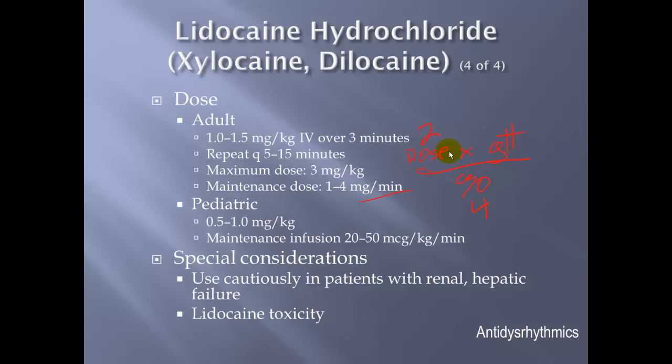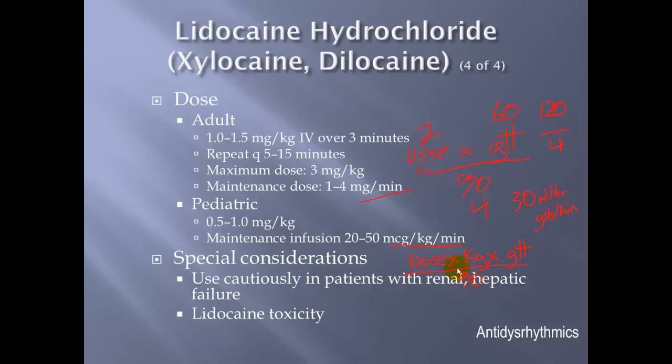Let's say we wanted to make it run at 2 milligrams per minute. 2 times 60 is 120, divided by 4, which equals 30. That would be 30 mils an hour, or 30 drops per minute. Pediatric dose: 0.5 to 1 milligrams per kilogram with a maintenance infusion of 20 to 50 mics per kilogram per minute. Now, whenever we figure these, it's dose times weight in kilograms times drip factor divided by the concentration strength.